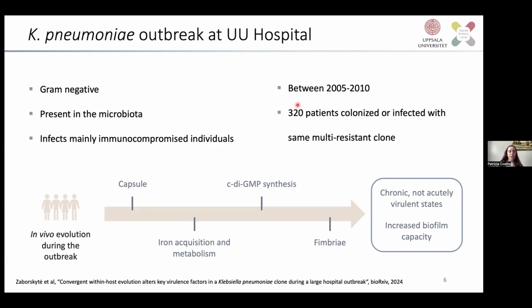And there was a study done in our group as well, where they looked at the in vivo evolution of this clone within the host during the outbreak. And they saw that this clone evolved and adapted, with changes in genes often related to capsule, iron acquisition and metabolism, cyclic-di-GMP synthesis, and fimbriae as well. Furthermore, they also saw that these changes led to chronic and not acutely virulent states, and these mutants also had an increased biofilm formation capacity.